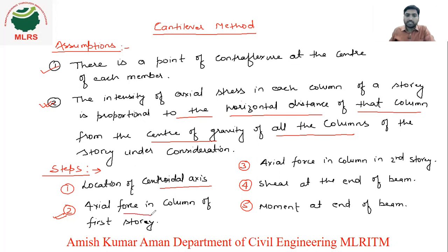If we have two stories, then we will first find the axial forces in the columns for the first story, and then go for the second story. These two steps are the same, we are finding axial force only, but the number of stories is 2. If the number of stories is 3, then first story, second story, and then third story. The third step is shear at the end of beam. We will find the shear at the end of beam, and the final step is moment at the end of beam. So these are the 5 steps we will follow while solving any problem on the cantilever method.